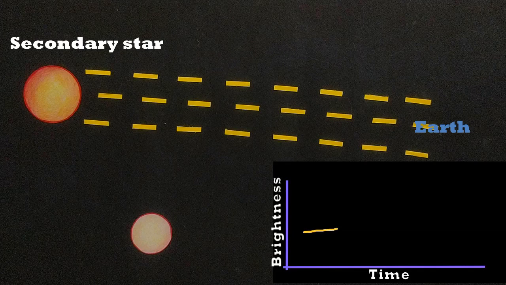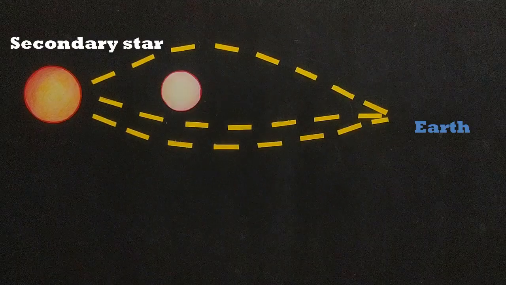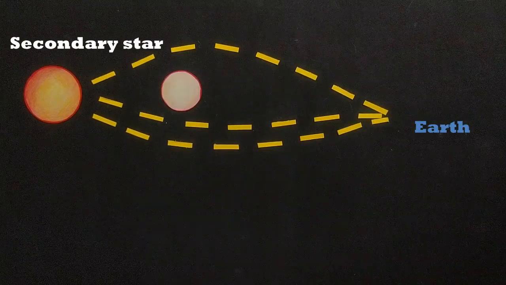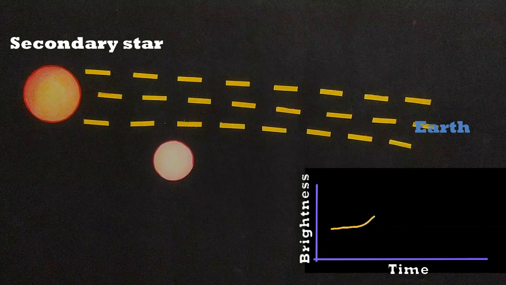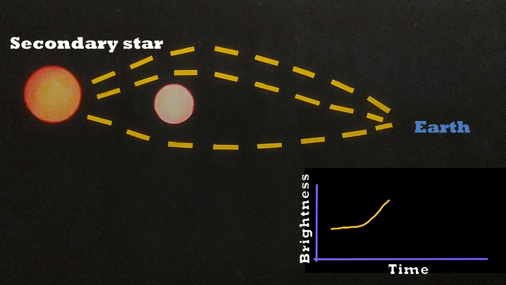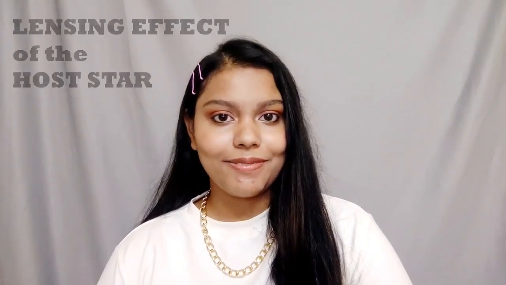But when the host star passes from in front of the secondary star, it bends the light coming from the secondary star. This light is focused at a point on Earth. This drastically increases the brightness of the secondary star. This is very easy to understand. It's like using a lens to focus all of the light at one single point, and that point will be very bright. This is known as the lensing effect of the host star.